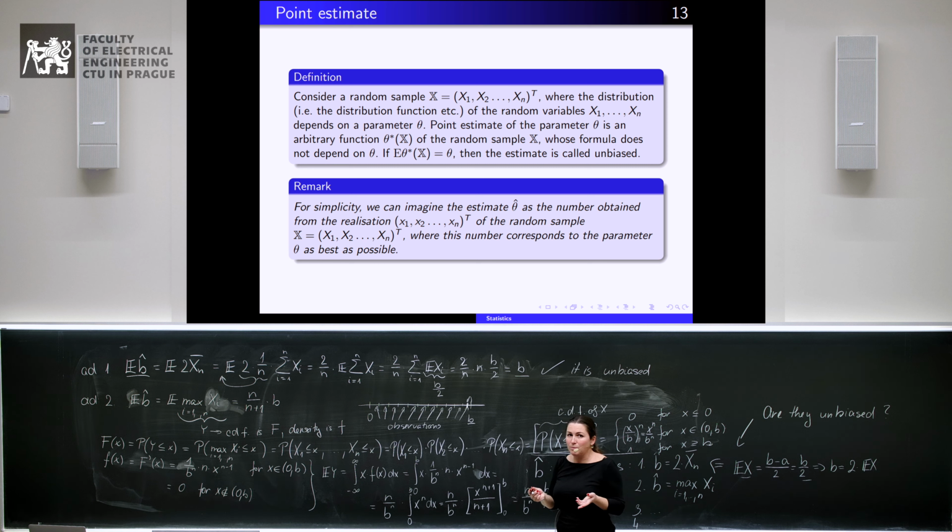But why should we have an estimate which is only close to b, when we can have an estimate of the parameter b whose expected value is equal exactly to b? How can we do it? We can do it so that we take n plus 1 over n times the maximum of xi. Yeah? And when we consider such an estimate, what do we obtain?